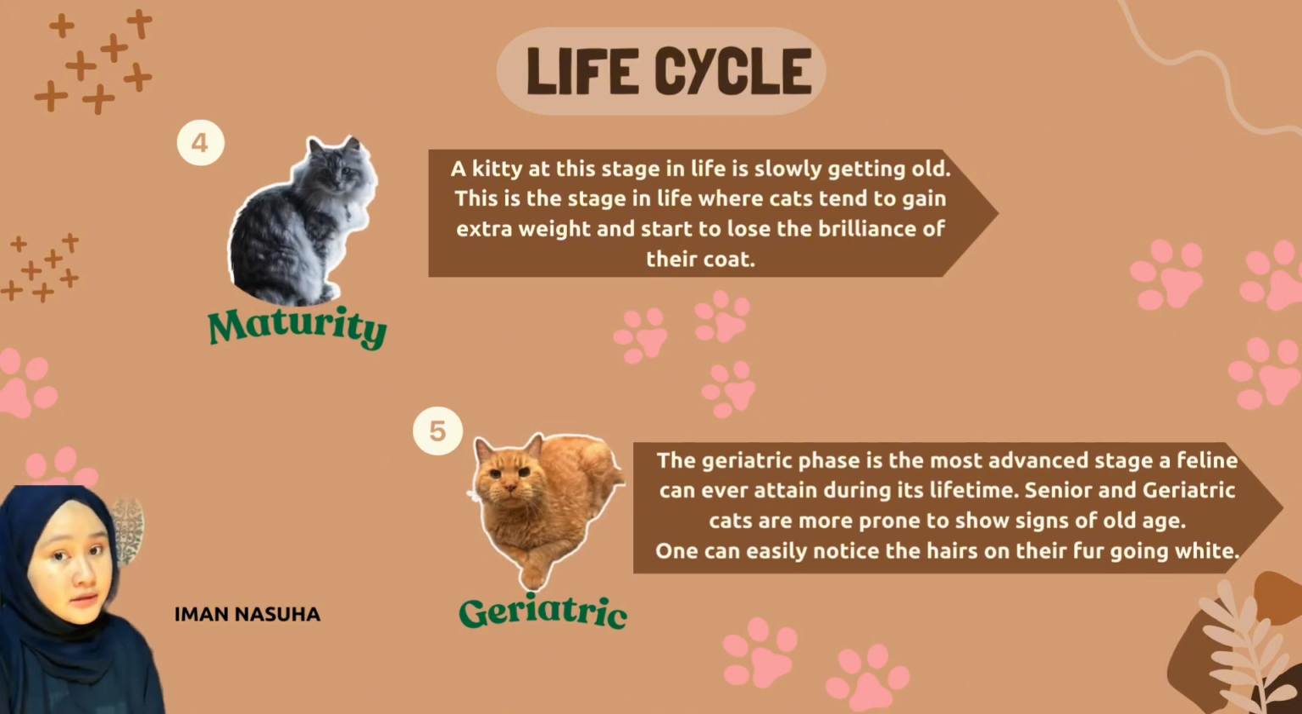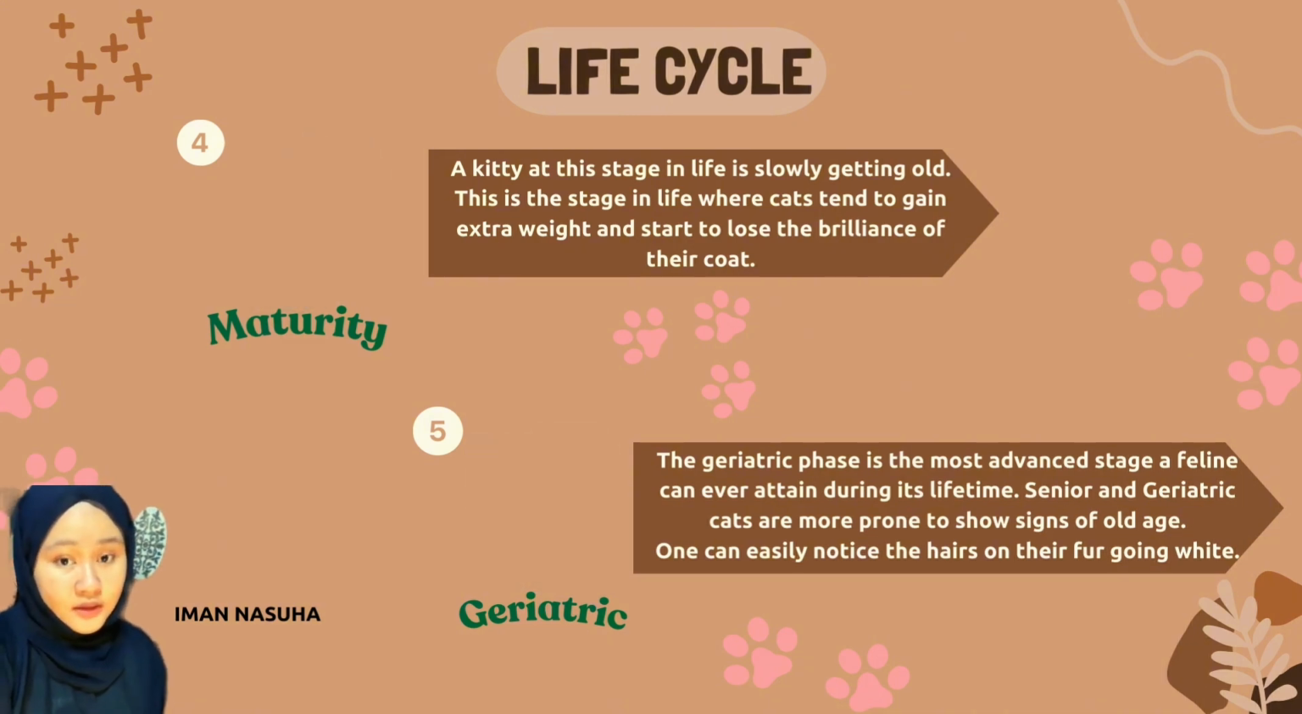We move to maturity. A kitty at this stage in life is slowly getting old. In this stage, cats tend to gain extra weight and start to lose the brilliance of their coats. And the last one is geriatric. The geriatric phase is the most advanced stage Felis can ever attain during its lifetime. Senior and geriatric cats are more prone to show signs of old age. One can easily notice the hair on their fur turning white.